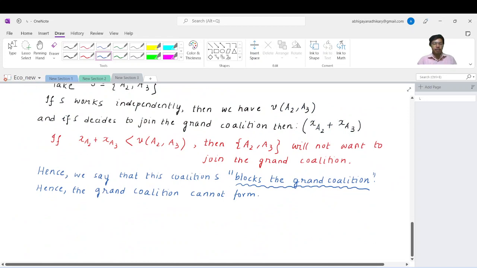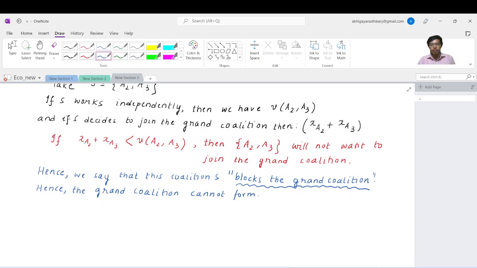If the equilibrium division of resources that you are proposing is not agreeable to even one particular subset out of so many possible coalitions, then that particular coalition will block and the grand coalition will not be formed. So now the basic question comes down to how we can have an equilibrium division of resources. This is the idea that we are going to talk of.